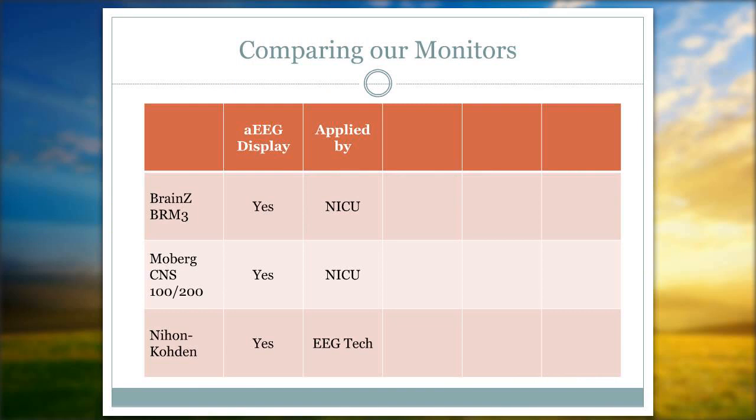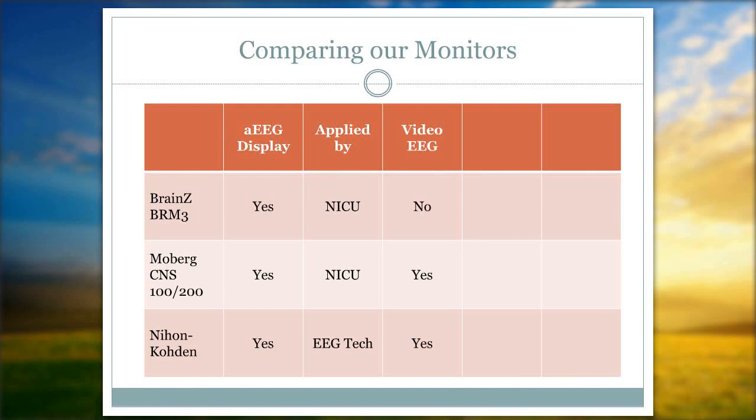So what are some of the differences? So they all can display aEEG. Well, here are some of the differences. First off, who applies them? If it's the Brains BRM3 or the Moberg CNS, our NICU staff has been taught and has learned how to apply these. If it's the neon codon, our EEG tech applies these.